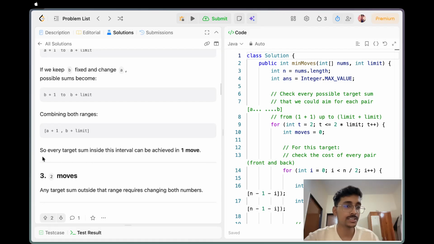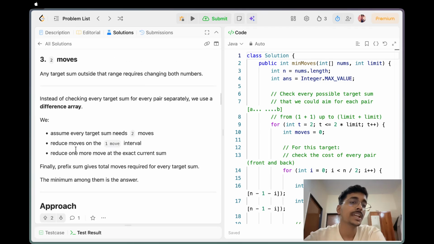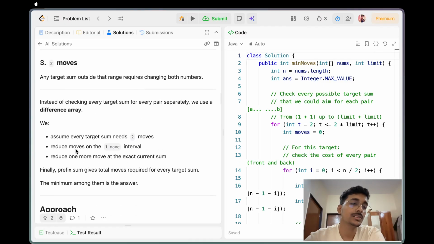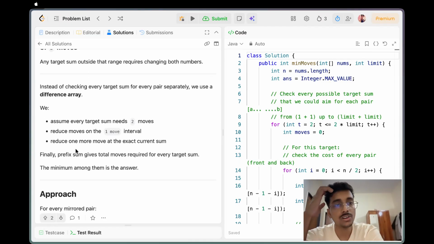So every target sum inside the interval can be achieved by one move, and any target sum outside the range requires changing both numbers. Yes, makes sense. And instead of checking every target sum for every pair, we use the difference array.